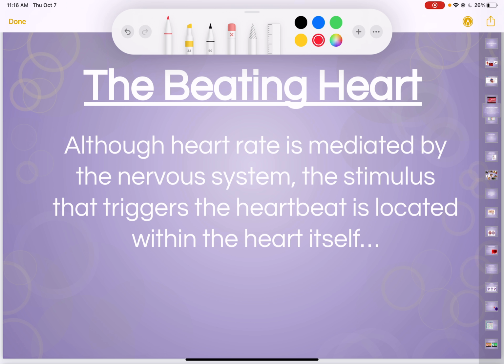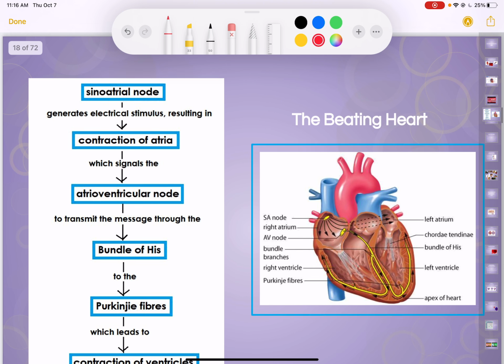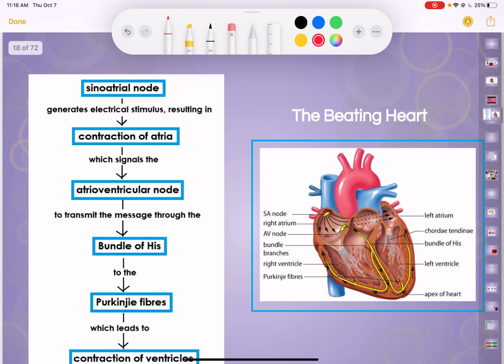So the beating of the heart, it says, although heart rate is mediated by the nervous system, the stimulus that triggers the heartbeat is located within the heart itself. So our nervous system, our brain, is going to tell our body to make the heart beat. But what decides the stimulation of the heart is right in the heart itself. And how that heart beats is a bunch of nerves that are inside the muscle of the heart.